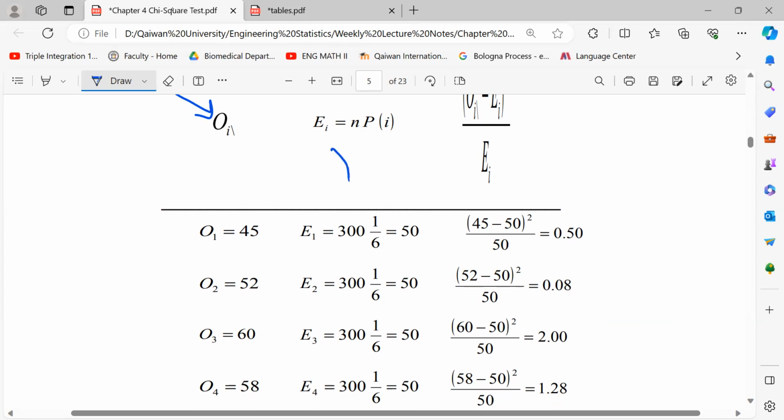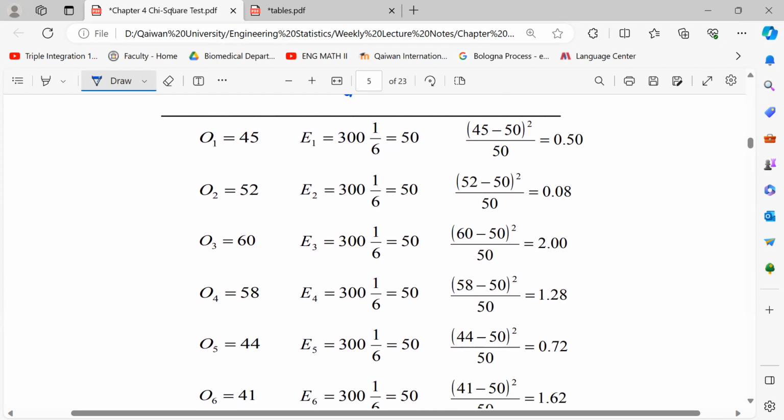Then find the expected frequencies for each. For the first one, it's O1, so you must find E1. That is the probability of 1 times the number of trials, which is 1/6 times 300, so it's 50. Then do the same for 2, 3, up to n, in the same order as O. Let's say this is O2 and this is O3. Here it must be 3 and 2. It must be in the same order.